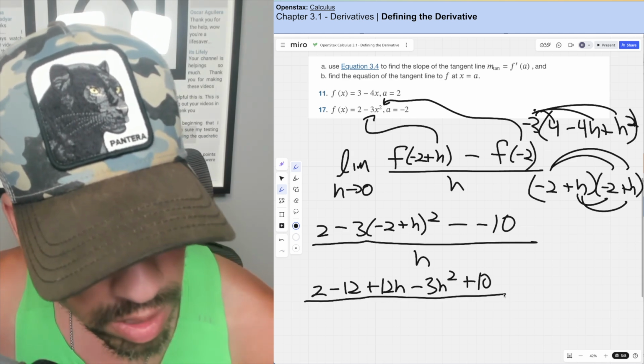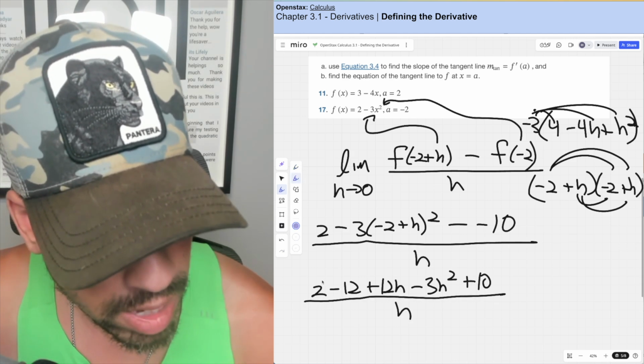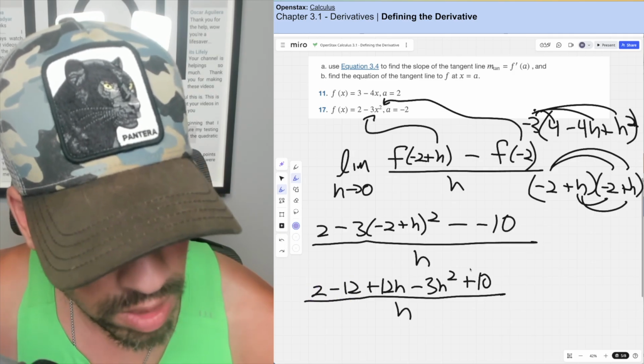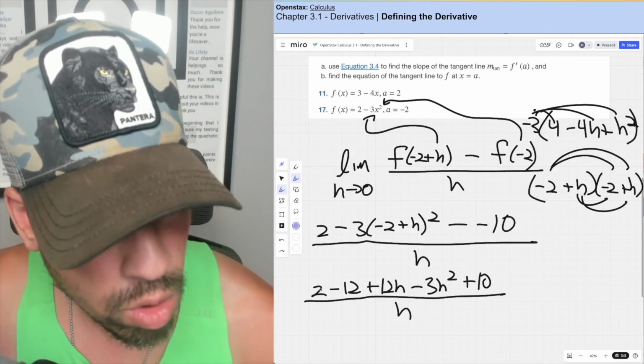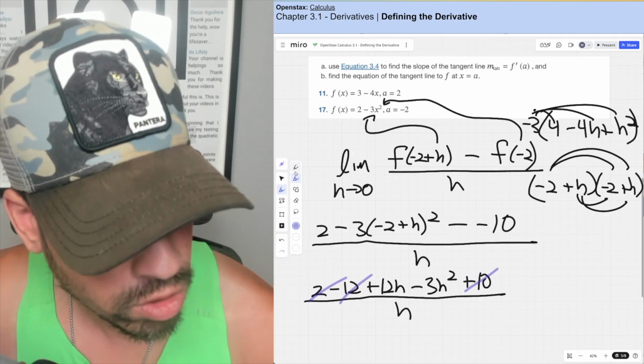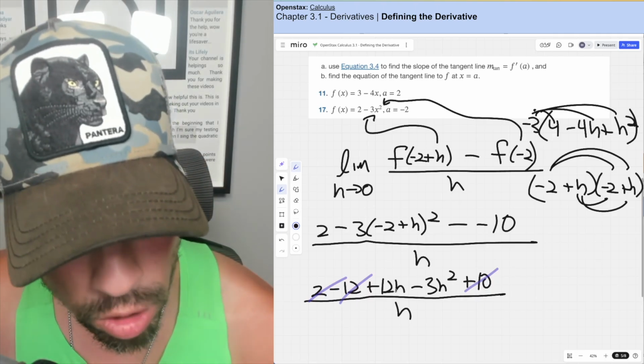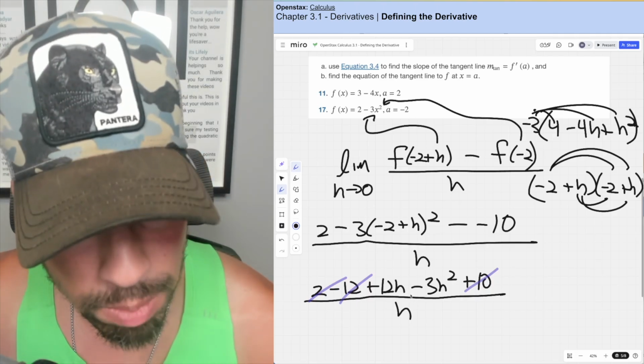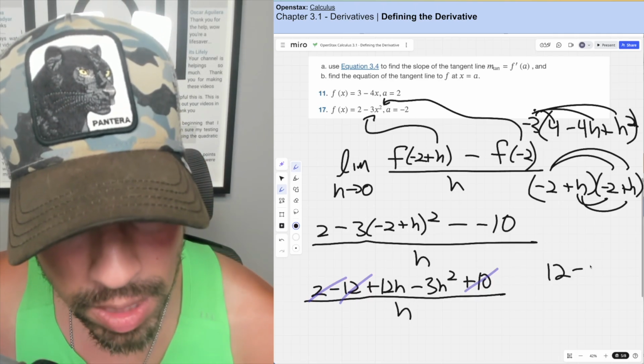And all over h. Now you're going to see that 2 minus 12 is negative 10 plus 10. Those are all going to cancel out to 0. And then we're going to divide these two terms, since they both have h. We're going to divide them both by h, and then we get 12 minus 3h.